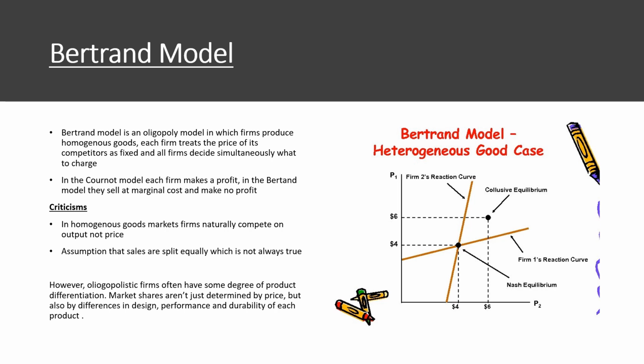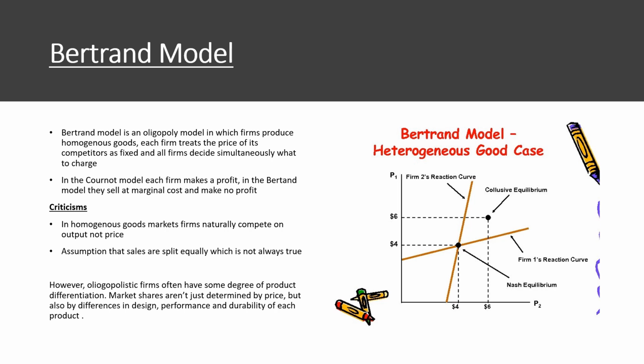The Bertrand model has been criticized because economists tend to argue that in homogeneous goods markets, firms compete on output, not price. If you're selling exactly the same thing, then why would you be competing on price in the first place? And also they assume that sales are split equally. So the Bertrand model assumes that sales are split equally between suppliers in the oligopoly, which is not necessarily true.